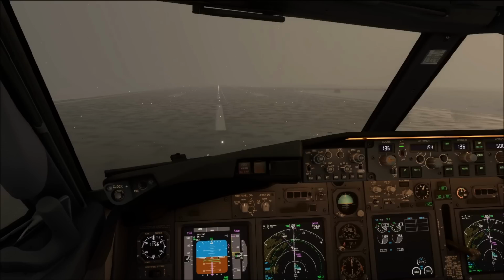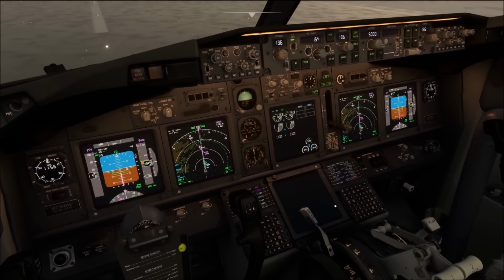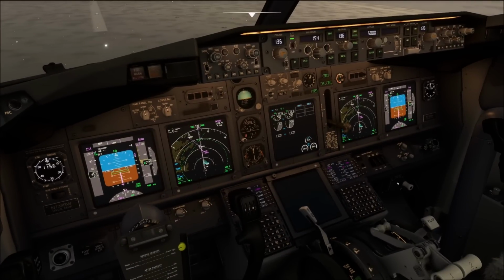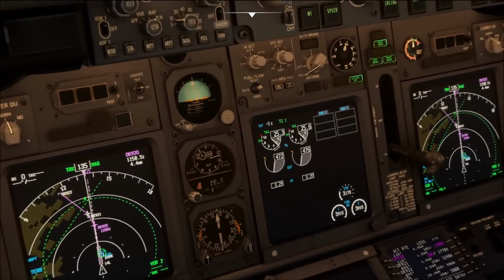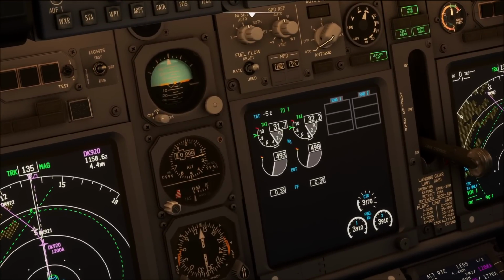So with all of that said and done, let's go ahead and let's actually go flying. So this is the way we actually conduct the run-up. Set your engines to 40% and wait for them to stabilize.